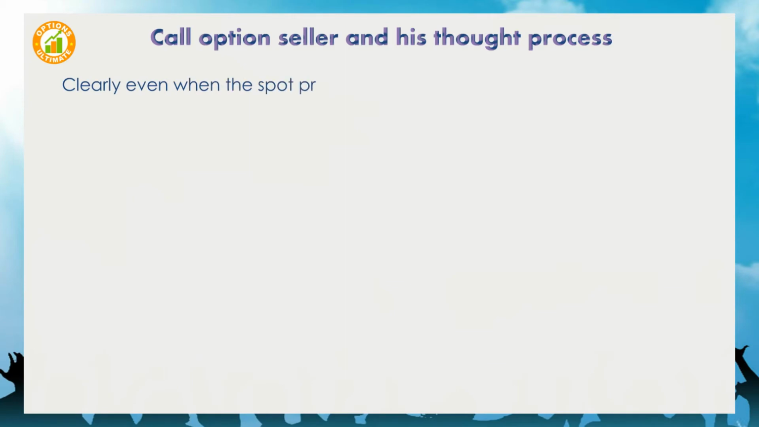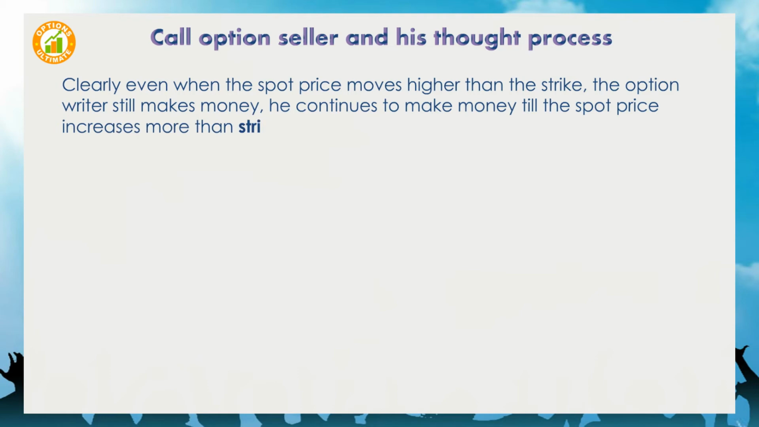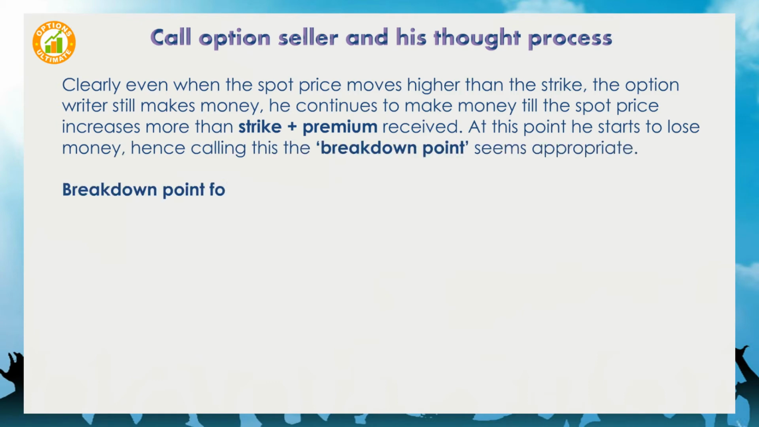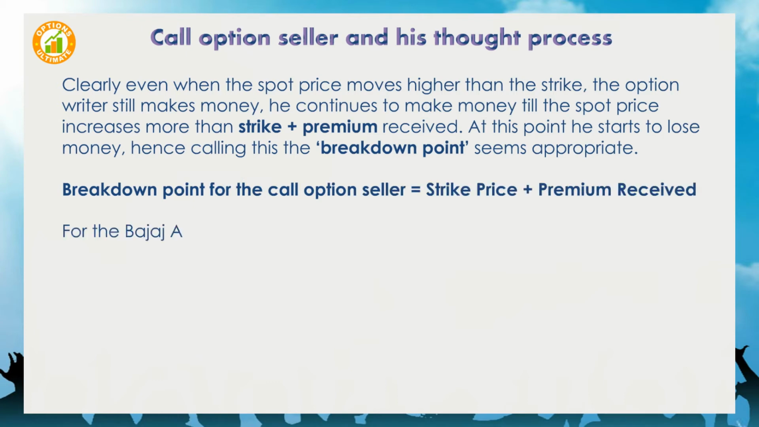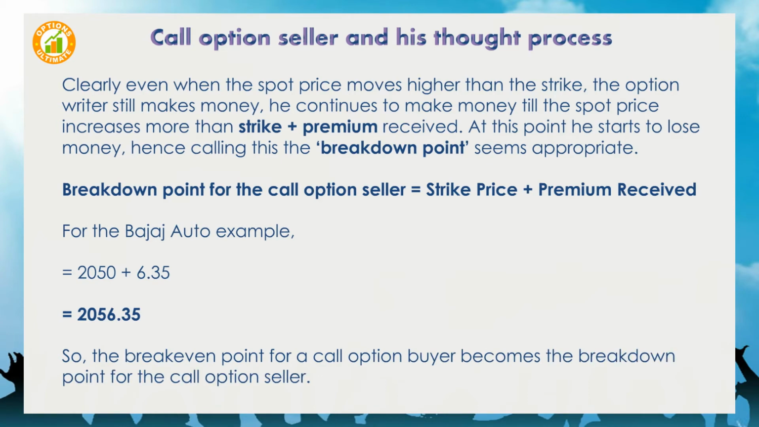Clearly, even when the spot price moves higher than the strike, the option writer still makes money. He continues to make money till the spot price increases more than strike plus premium received. At this point he starts to lose money, hence calling this the breakdown point seems appropriate. Breakdown point for the call option seller equals strike price plus premium received. For the Bajaj Auto example, it equals 2050 plus 6.35 equals 2056.35. So, the break-even point for a call option buyer becomes the breakdown point for the call option seller.